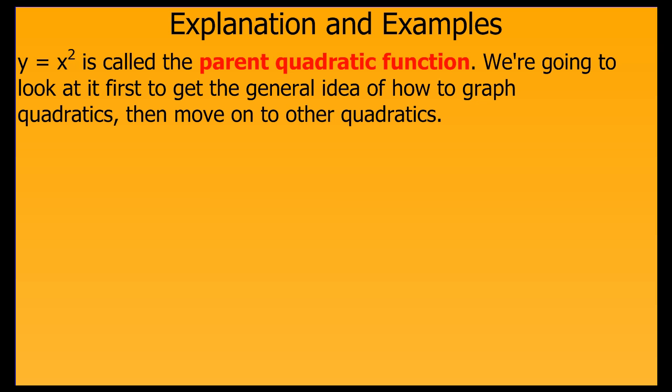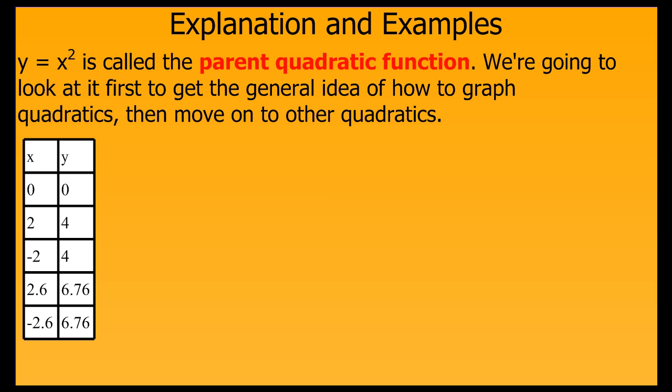Y equals x squared is called the parent quadratic function. We're going to look at it first to get the general idea of how to graph quadratics, then move on to other quadratics. Here's a table of values for y equals x squared. I picked several values of x, including 0, positive values, and negative values, and then squared them to get y.